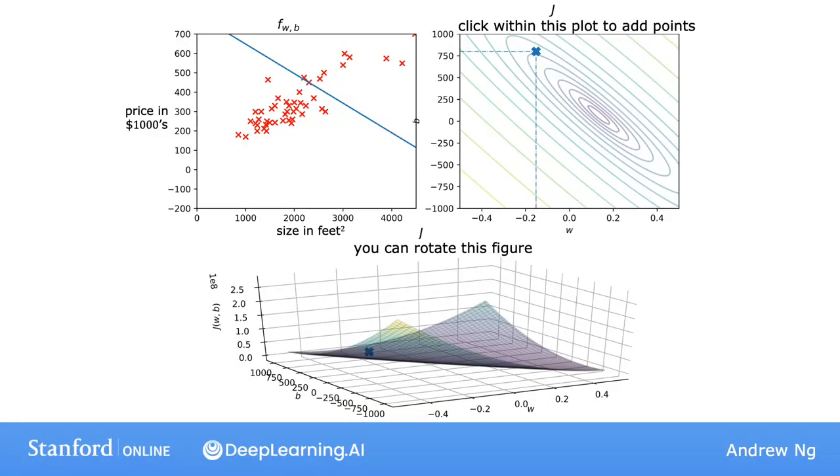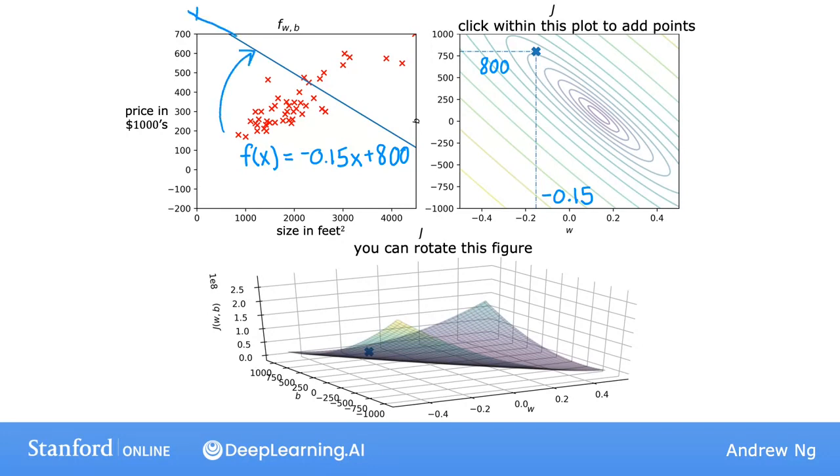Let's look at some more visualizations of W and B. Here's one example. Over here, you have a particular point on the graph J. For this point, W equals about negative 0.15 and B equals about 800. So this point corresponds to one pair of values for W and B that yields a particular cost J. And in fact, this particular pair of values for W and B corresponds to this function, f of x, which is this line that you can see on the left.